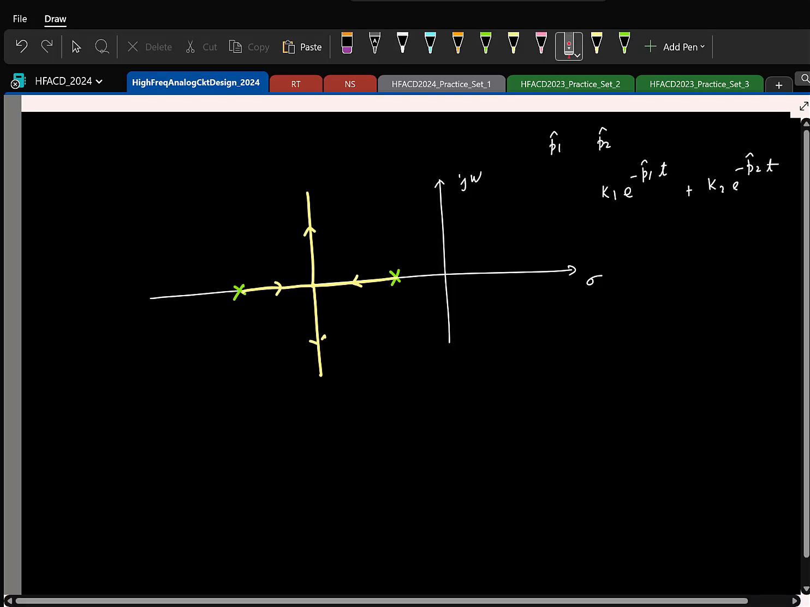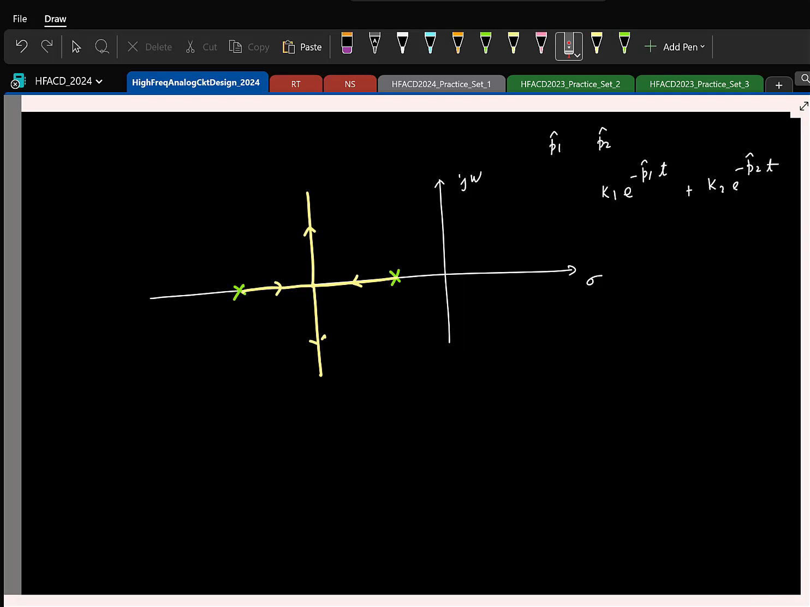You want this to decay to 0 as soon as possible. Now, let us say P1 hat is the low frequency pole; your settling will be dominated by this one. If you want this to decay faster, you would want P1 hat to be at a higher frequency. But if you keep moving this to a higher frequency, the other pole also comes lower. So what is the optimal point? Somewhere in the middle, where both of them lie bang on top of each other.